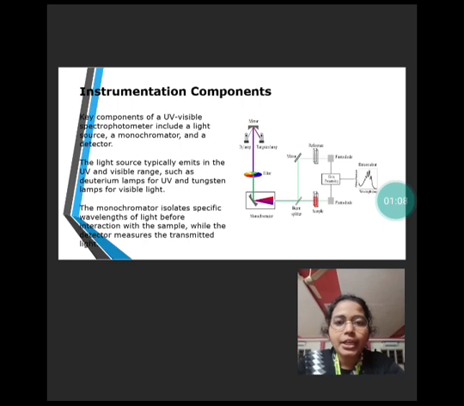Instrumentation components. Key components of a UV visible spectrophotometer include a light source, a monochromator and a detector. The light source typically emits in the UV and visible range, such as deuterium lamps for UV and tungsten lamps for visible light. The monochromator isolates specific wavelengths of light before interaction with the sample, while the detector measures the transmitted light.